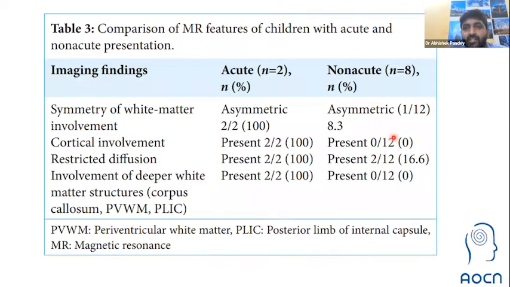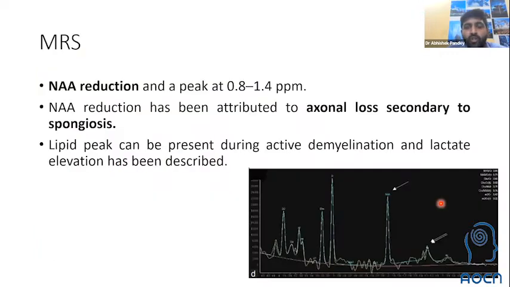As we can see, there are 10 cases, 8 non-acute and 2 acute. Though the number is very small, only 2, both cases have an asymmetric involvement. They have cortical involvement, diffusion restriction is present, and deeper white matter, unlike the non-acute cases, is involved in all cases. So this differentiates acute from non-acute.